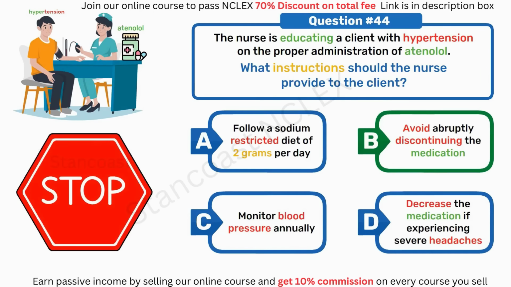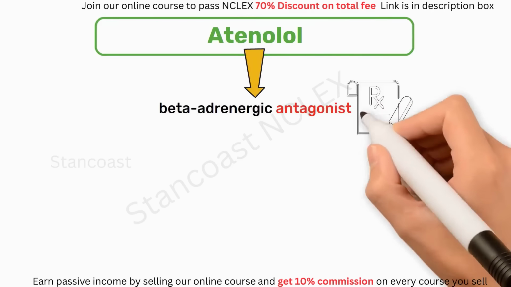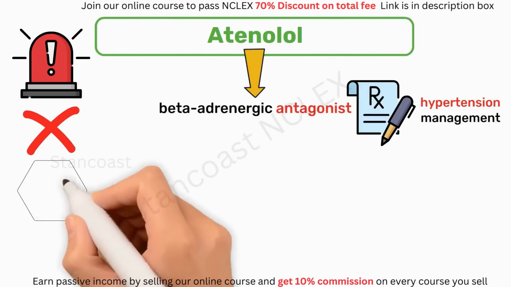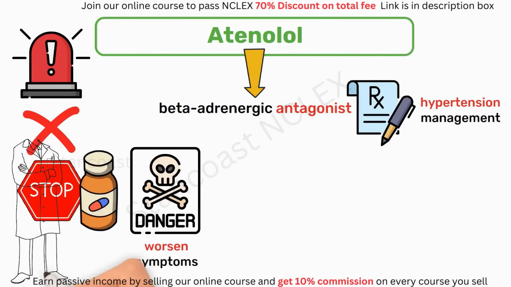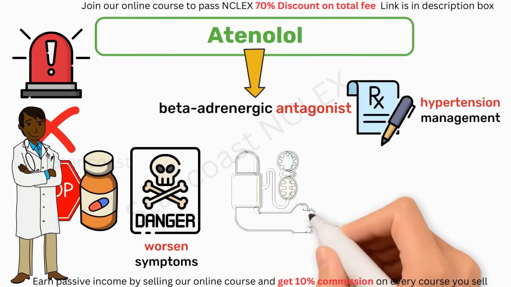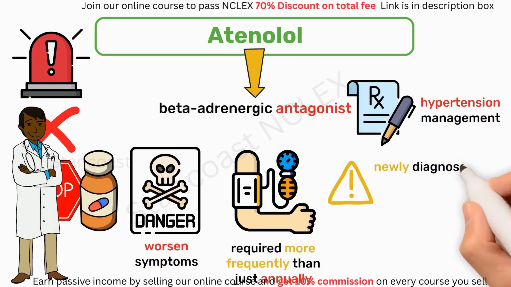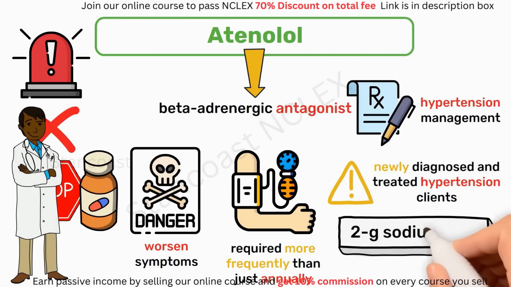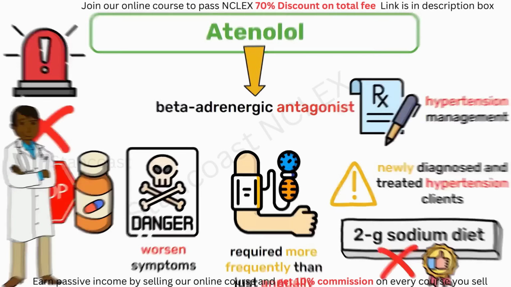Option B is correct here, because atenolol is a beta-adrenergic antagonist prescribed for hypertension management. It's important not to abruptly stop this medication, as it can be dangerous and may worsen symptoms. Discontinuation should only occur under a physician's supervision. Blood pressure monitoring is required more frequently than just annually, especially for newly diagnosed and treated hypertension clients. Typically, a 2-gram sodium diet is not a standard recommendation for managing hypertension.